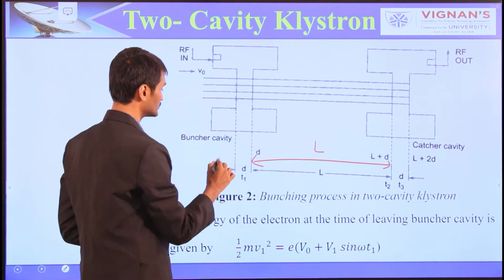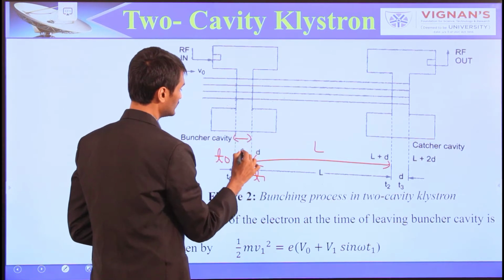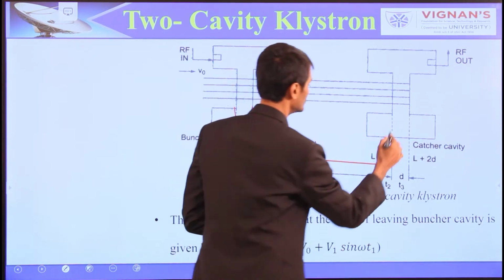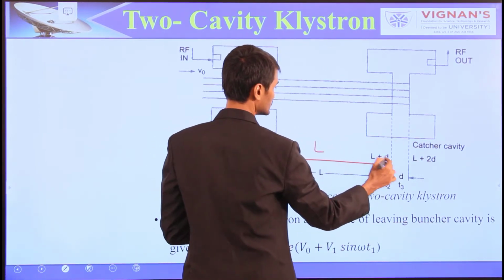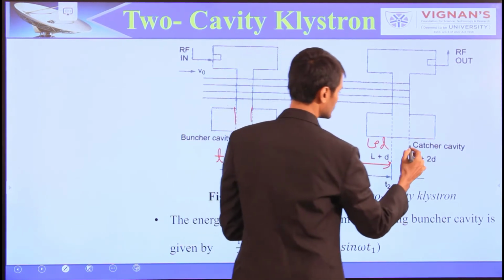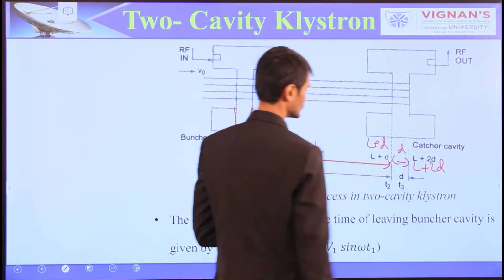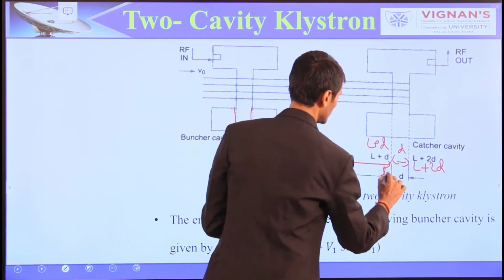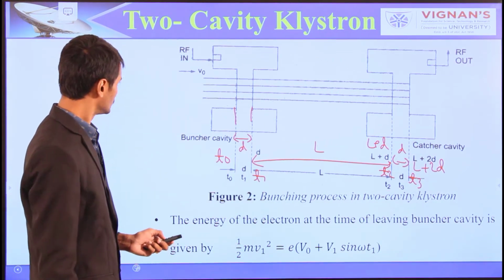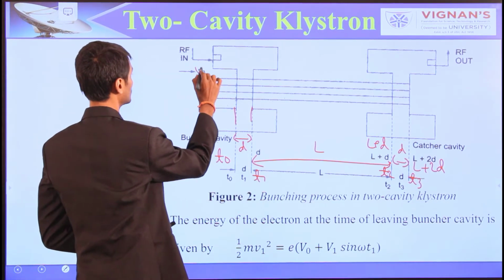At the initial time we have assumed T0, and T1 is this time. And that small d is the distance between the two grids. At this point the distance is L plus d, and here it is L plus 2d, because already it is d. The time here we are assuming as T2 and here it is T3. So the initial velocity of that electron will be V0.